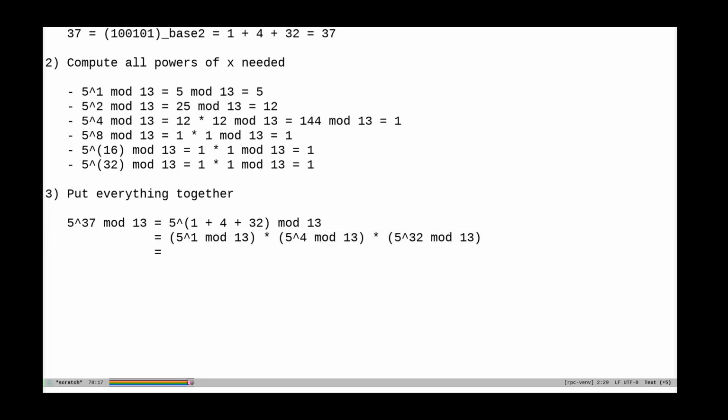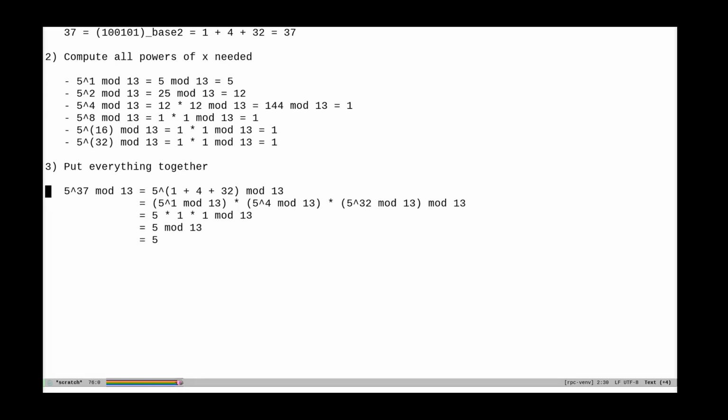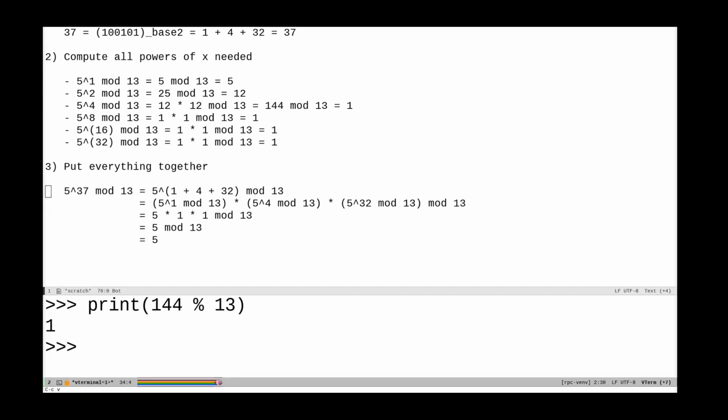And now I can use all the ingredients I've computed. So 5 to the 1 mod 13, that's 5. 5 to the 4 mod 13, that's 1. And 5 to the 32, that's also 1. So at the end, we get 5 as a result. Everything has to be mod 13, and it is 5. And we can check this: 5 to the 37 mod 13, and that's 5.